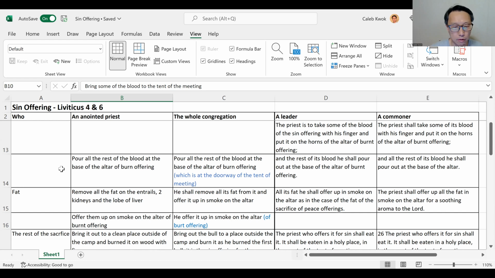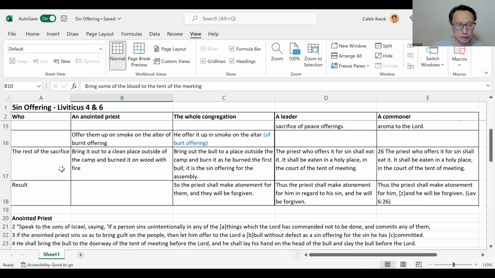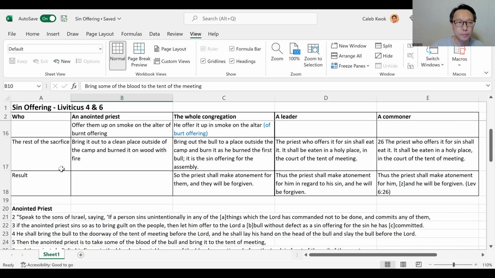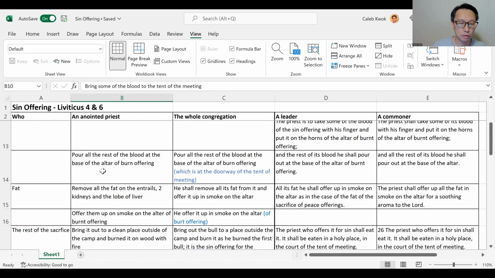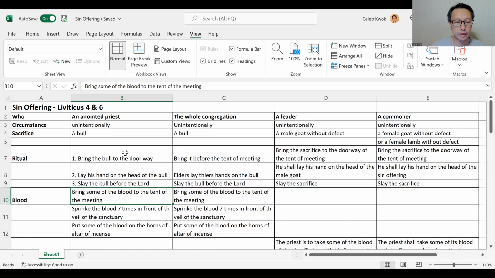Okay. Now, how about the rest of the sacrifice? Basically, the hide and the body, they are supposed to bring the bull and its hide to a clean place outside of the camp and burn it with wood. Okay, so this is the instruction of the Lord to the high priest when they commit an unintentional sin. They make a sin offering. This is what they're supposed to do.